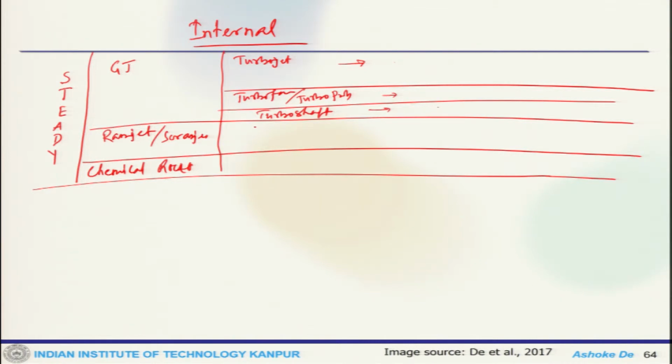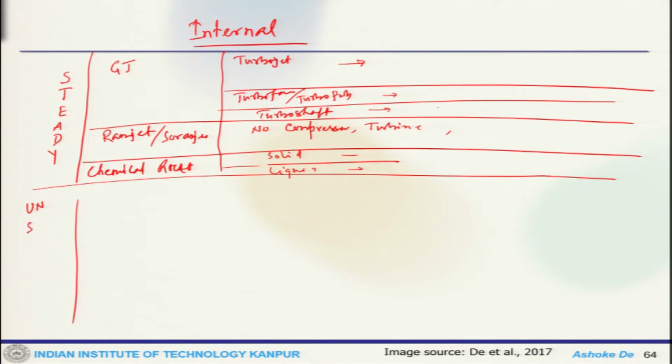Here there is no compressor or turbine, it uses high Mach number ram effect for compression. Chemical rockets could again be of two types, one is solid, another is liquid fuel. In solid fuel, fuel and oxidant are premixed and placed in the chamber, whereas in the liquid case fuel and oxidant are pumped separately to mix in the chamber.